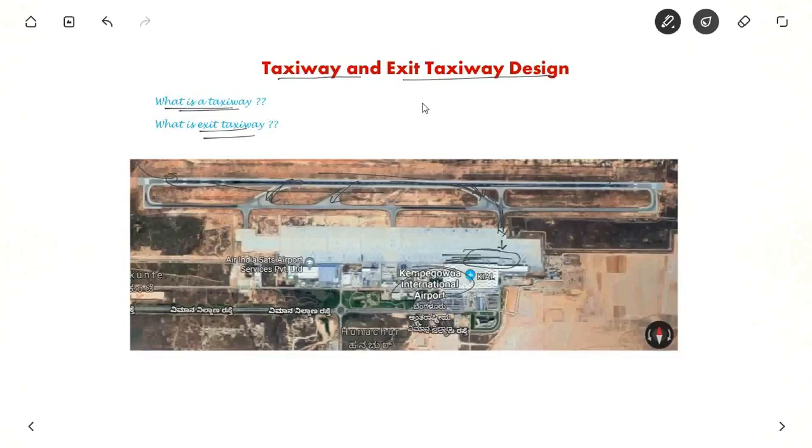So the whole objective of that exit taxiway design is to minimize runway occupancy time. So their whole objective is to clear the runway as soon as possible and reach the airport, thereby minimizing runway occupancy time. This whole design of taxiway sometimes determines the capacity of the airport, because as soon as the aircraft keeps landing, they should also exit, otherwise the next landing will be delayed.